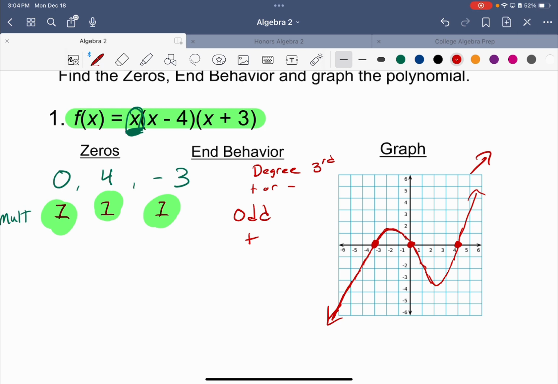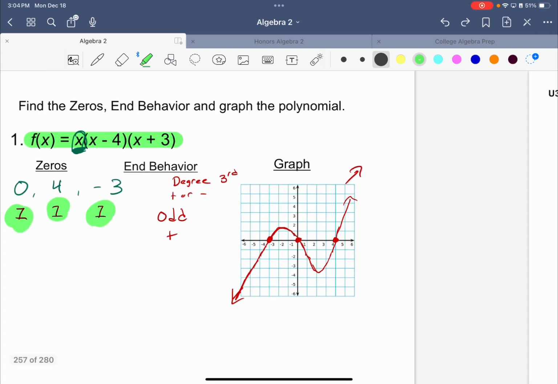Why is it an approximate guess where it's going to be at? I have no idea. That might be way up there. That might be way down there. I don't know. And we don't care in this class. These are called relative maximums and relative minimums. That's a pre-calc problem. Okay? We're just sketching. But that's what that graph looks like. So you find the end behavior, you find the zeros, you find the multiplicity, then you graph.